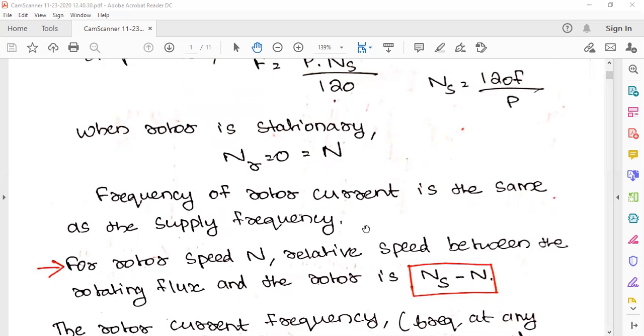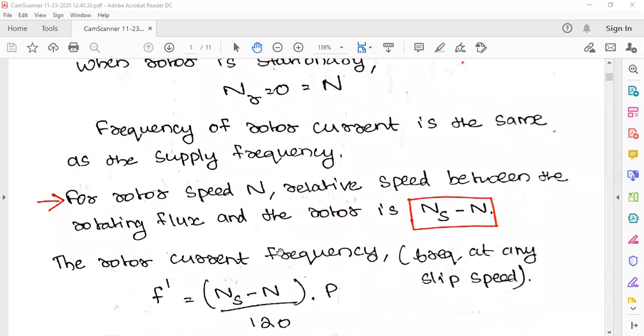Okay, first point. Then for rotor speed n, the rotor is rotating. The relative speed between the rotating flux and the rotor is ns minus n. You have studied the concept of relative speed, right? Sometimes it will be x plus y and sometimes it will be x minus y. In your aptitude sessions, you might have studied relative speed. The stator magnetic field has a synchronous rotating speed of ns, and the rotor is also rotating. Then the relative speed between them will be ns minus n.